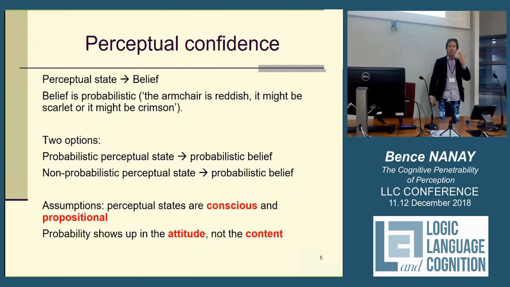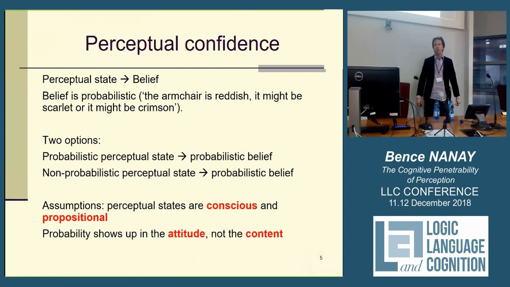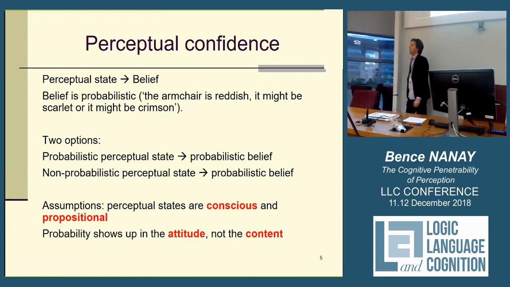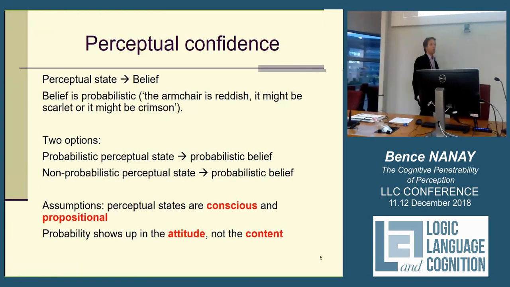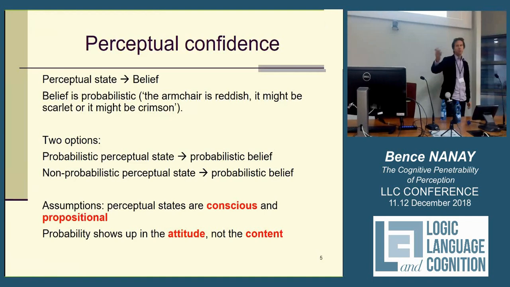So the idea is that perceptual states justify beliefs, and given that beliefs are probabilistic, then we have two options. One of them is that the perceptual states are also probabilistic, so that makes justification much more straightforward. The other one is not probabilistic, then the justification is going to be a little more complicated. So I don't have to go through that. Susanna did that already.